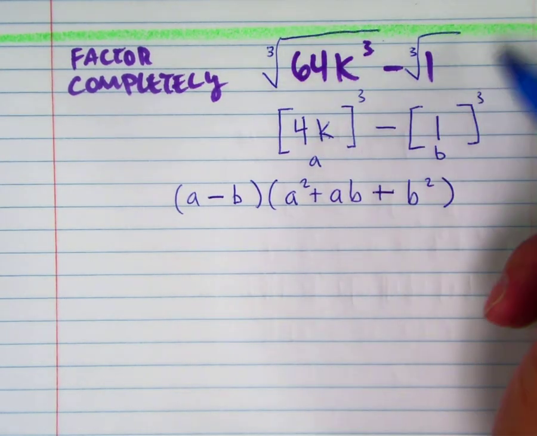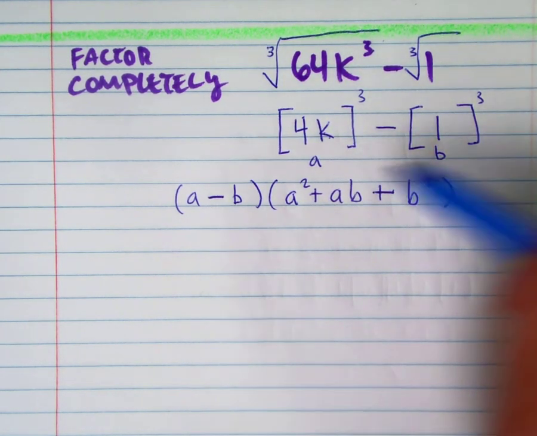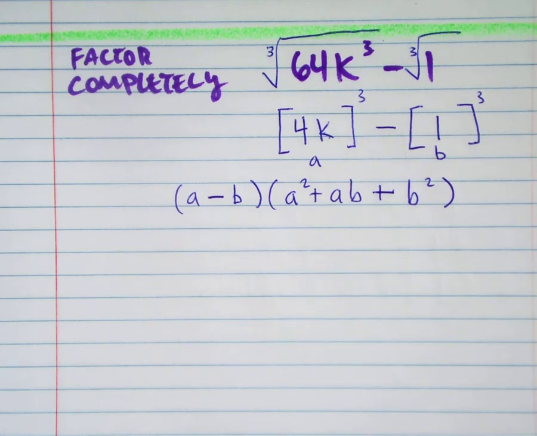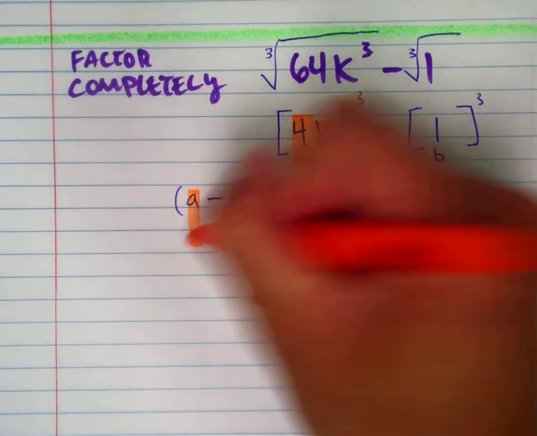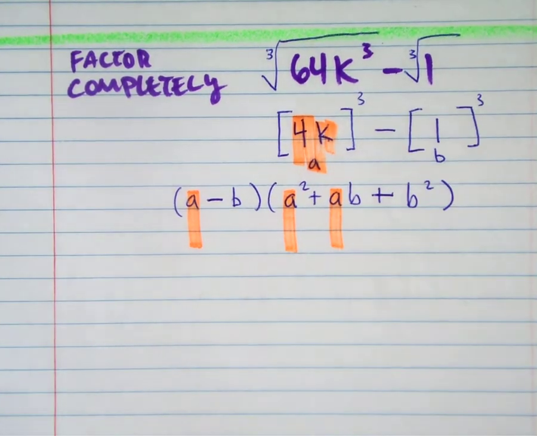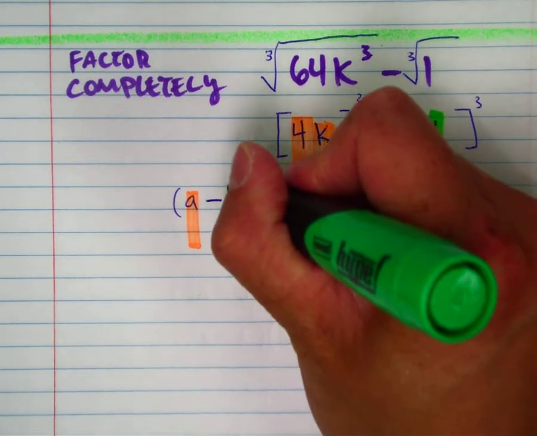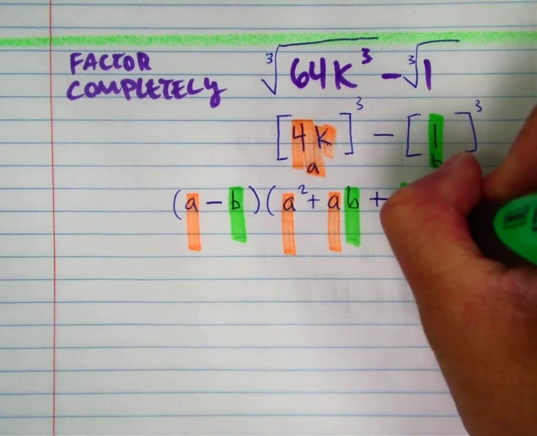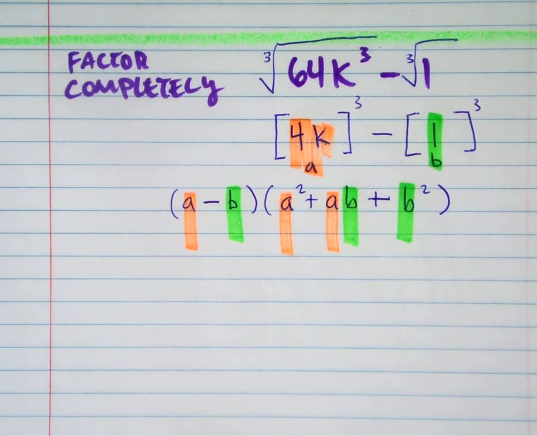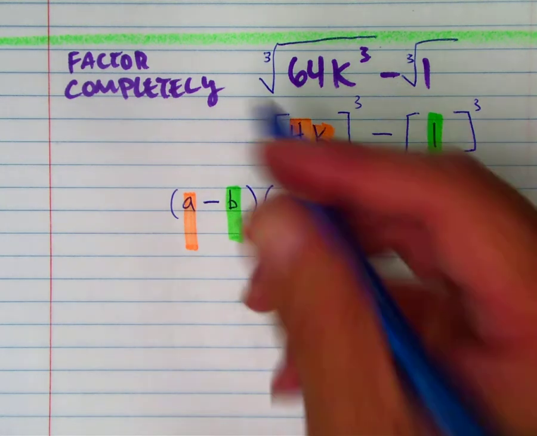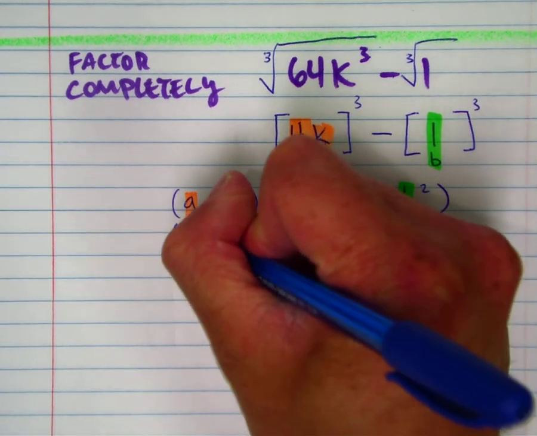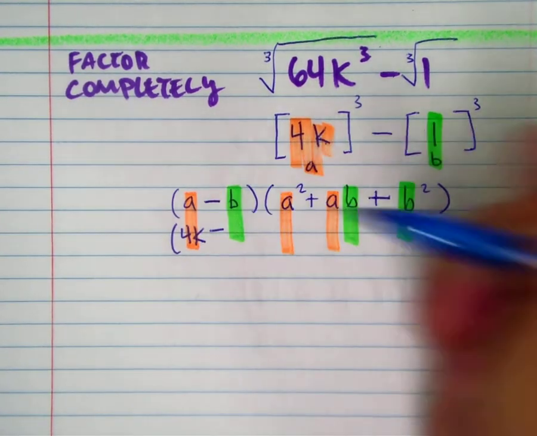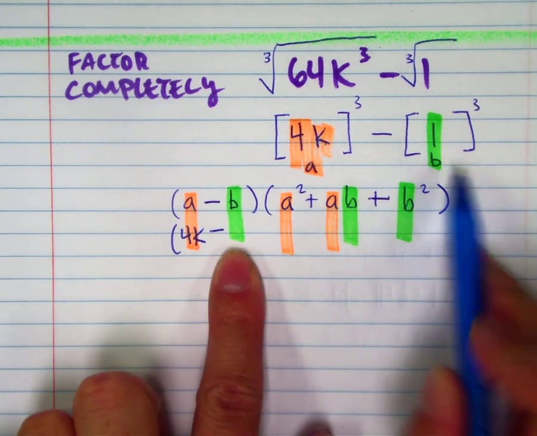So I found the cube root to get my a and my b value. I wrote down the formula, and now we're going to do some substitutions. So my a value is going to be 4k. My b value is going to be positive 1. Class, what's my a value? 4k. What's my b value? 1.